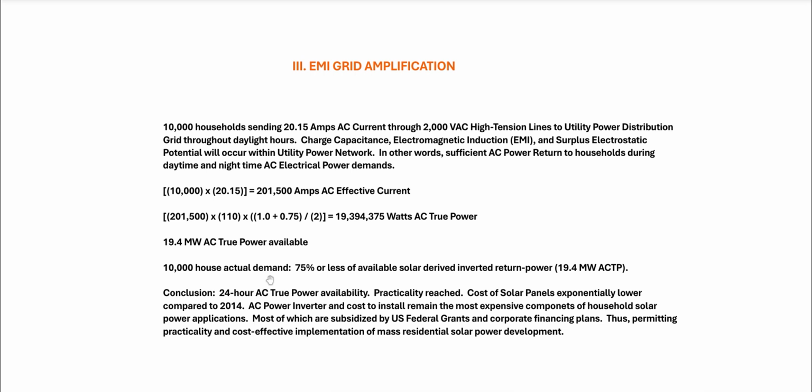incurring a charge capacitance and an EMI amplification, electromagnetic induction. So it's like putting a giant capacitor and an inductor together elsewhere, and then the return AC power is 25% more than peak demand. So what does this all mean in just a few words? It means that whether you're at night time or daytime, for regularly average use habits, etc., you'll have electrical power.